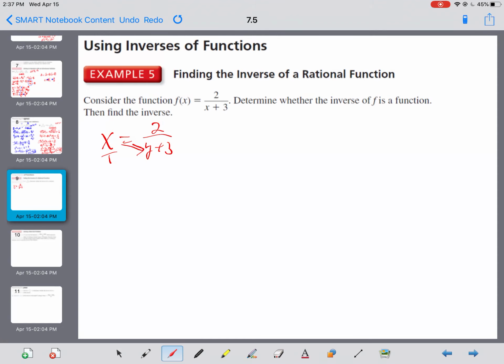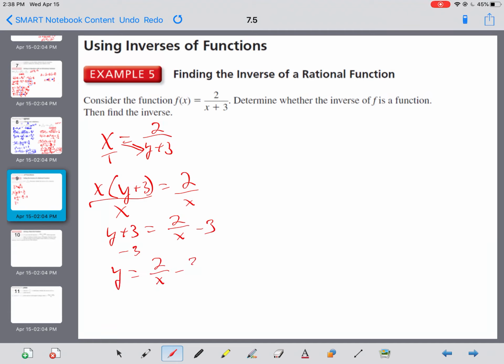So let's try it. Okay, switch. So make it x equals 2 divided by y plus 3. I'm going to treat it as over 1 and do like this and say x times y plus 3 equals 2, then divide by x, so y plus 3 equals 2 divided by x, and then subtract the 3, so y equals 2 divided by x minus 3. If we want to put that over one denominator, I'd have to multiply it by x over x, so y equals 2 minus 3x over x.